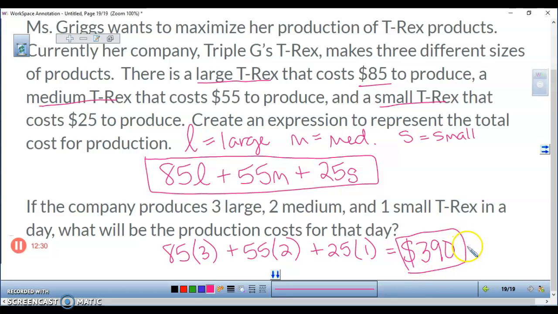And really, a word problem needs a word answer. So the production cost for that day would be $390. The expression would be 85L plus 55M plus 25S.